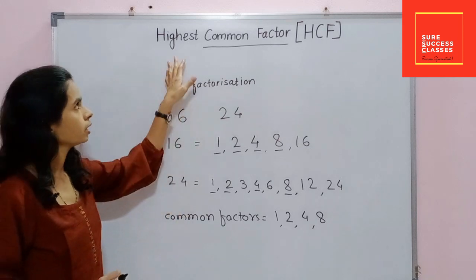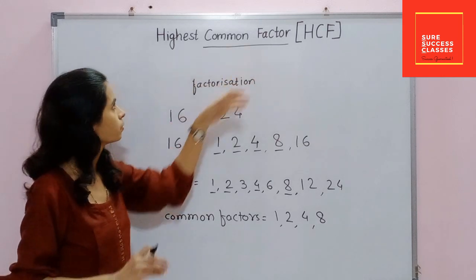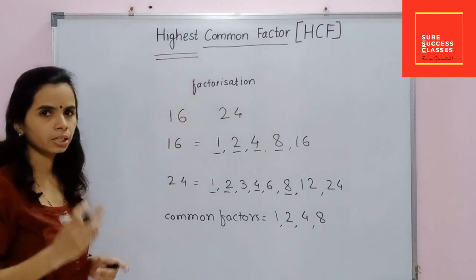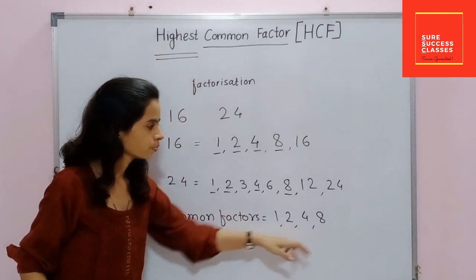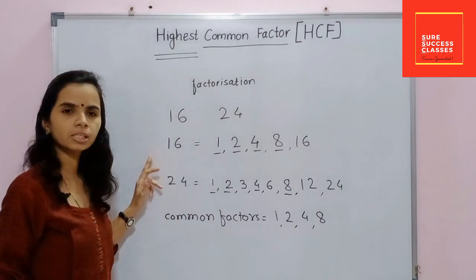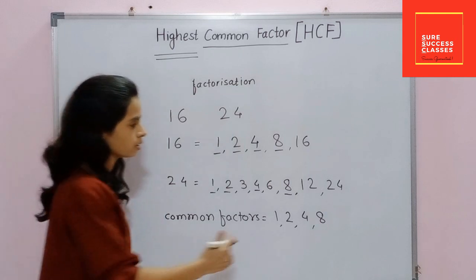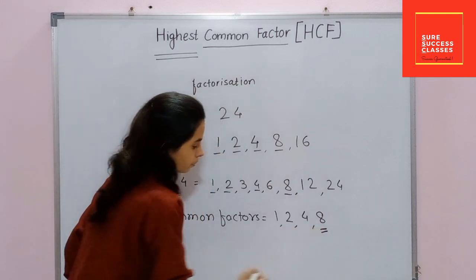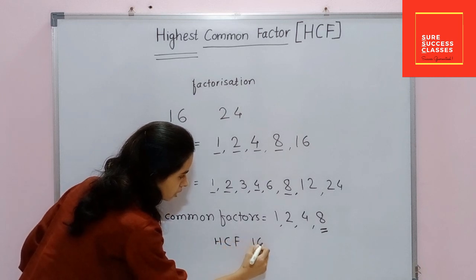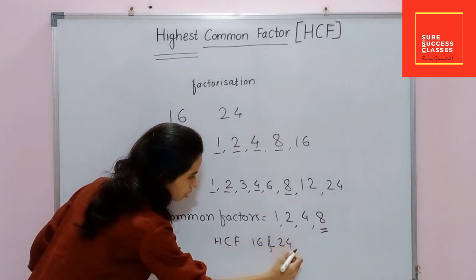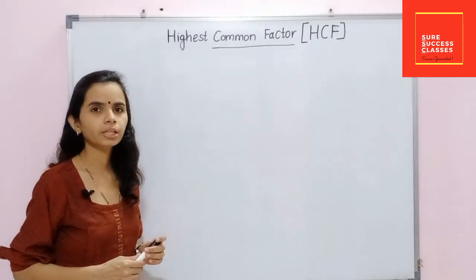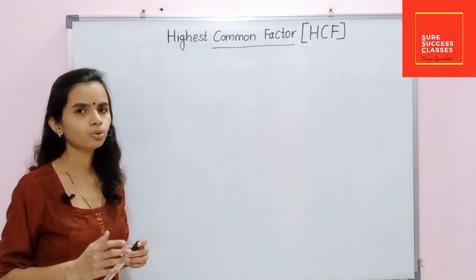And to find out the highest common factor, this word highest denotes that it must be the greatest. From these, the number 8 is the greatest one. So the HCF of 16 and 24 is the number 8. So we can write it as HCF of 16 and 24 is 8. To find out the HCF of given numbers, there are two methods.